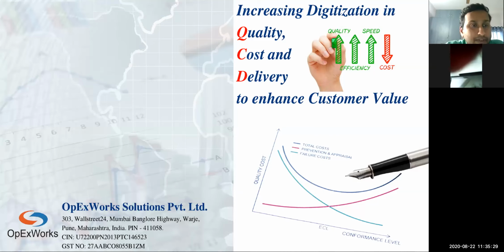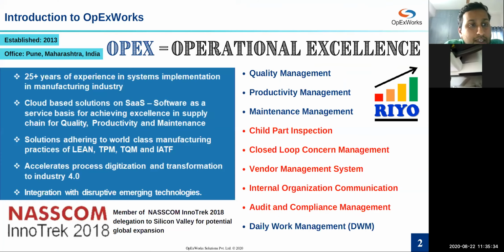OpexWorks established itself in 2013. We have our office headquartered in Pune. Pune is a city in Maharashtra, India, wherein you will find a unique culmination of IT and manufacturing. So we are operating out of a city wherein most of the industry, whether large companies or small and medium scale companies, have already taken baby steps towards Industry 4.0 or digitization.